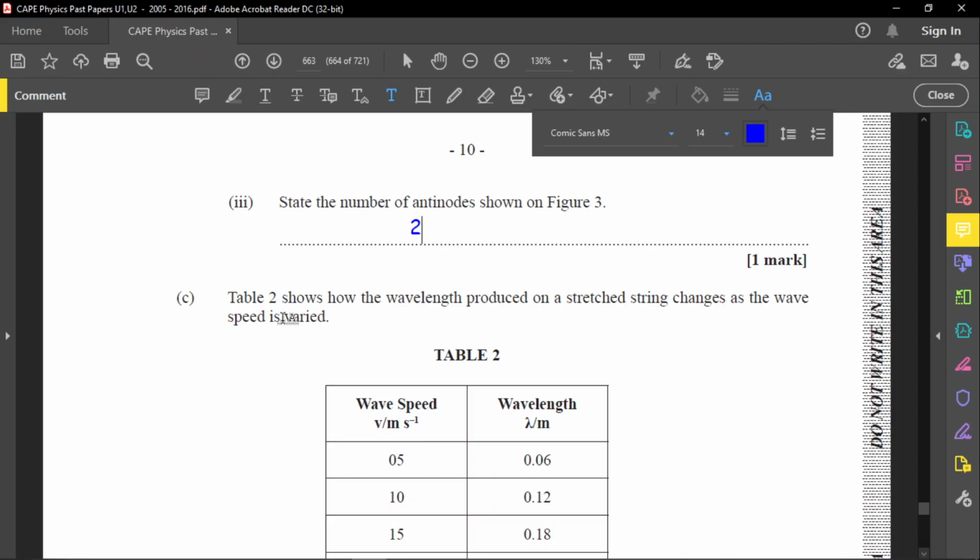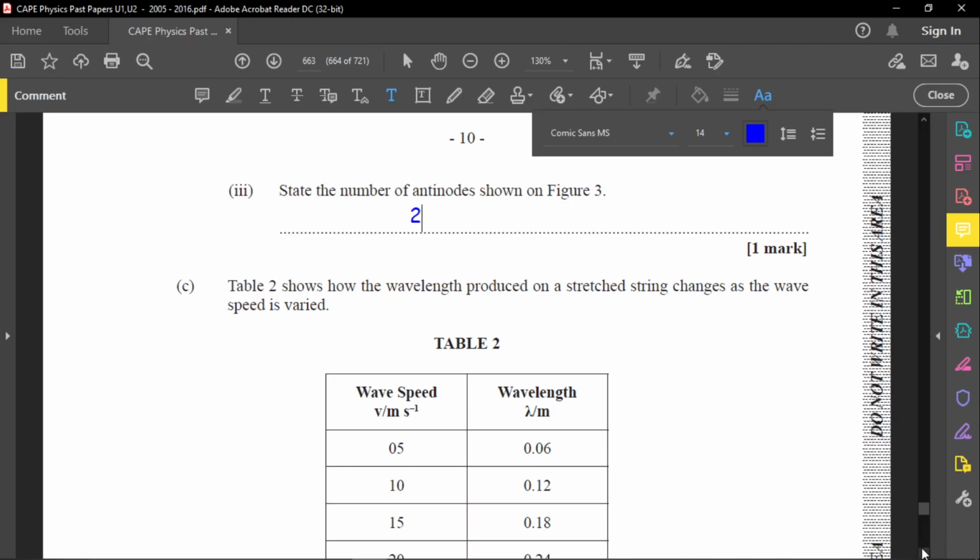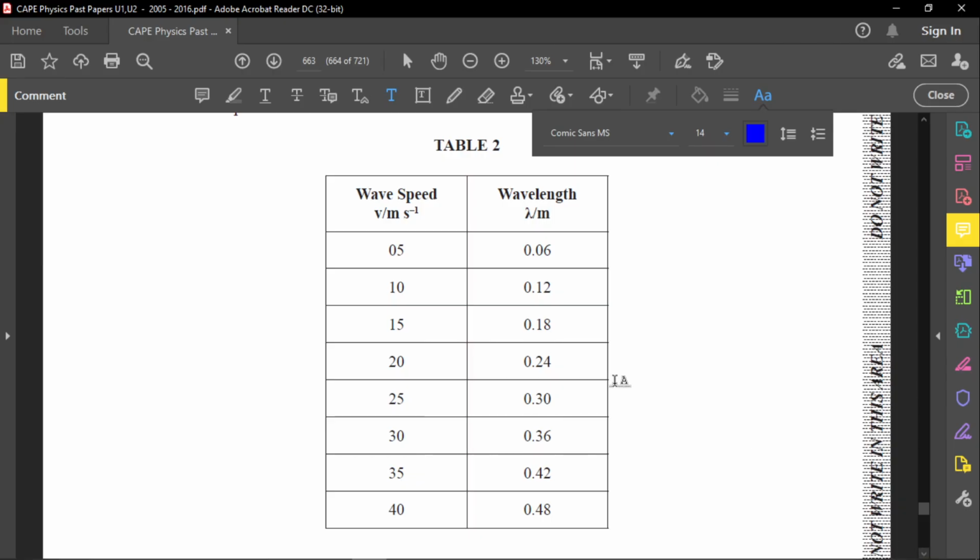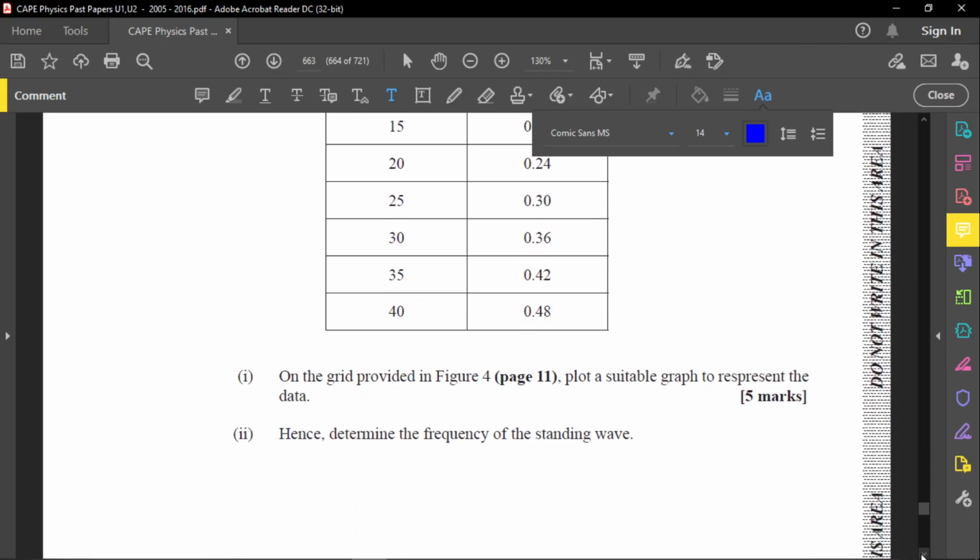For part C of this, table 2 shows how the wavelength produced on a stretched string changes as the wave speed is varied. Here, if you notice the trend, the speed increases by 5 and the wavelength increases by 0.06. So if you notice the pattern with the numbers, let's see what they ask us to do here.